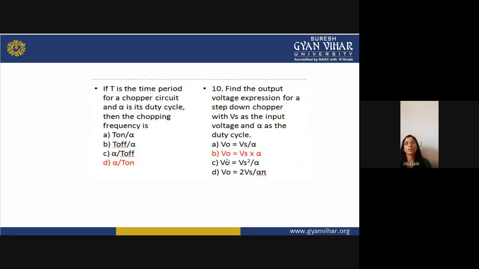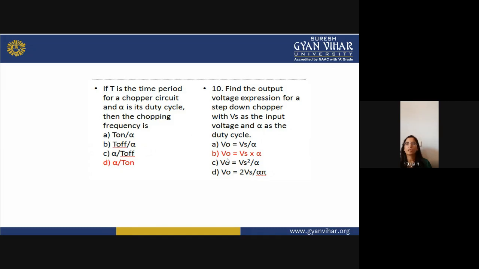So next question is, if T is the time period for a chopper circuit and alpha is its duty cycle, then the chopping frequency is. So the chopping frequency will be alpha by T on, alpha by T off, T on by alpha, or alpha by T. So D is the right answer for that.